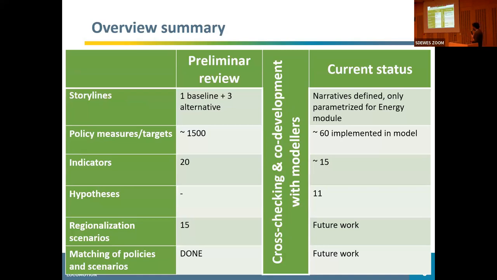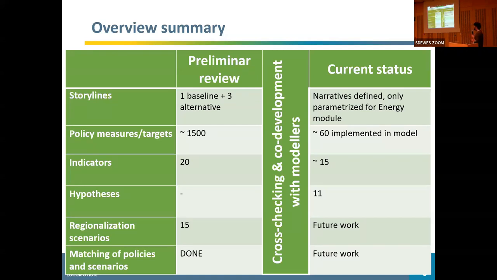So what is the current situation for each element? In terms of storylines, we have one baseline and three alternatives. We have the narratives defined, but only a preliminary parameterization for the energy module. In terms of policy measures and targets, we did a very large review with over 1,500. And now in the model, around 60 are operational. Of course, if you compare 60 with 1,500, it's very small. But if you compare with the state of the art of models and the variety of policies, and also the fact that behind each policy there are different related sub-policies, this is already quite good.